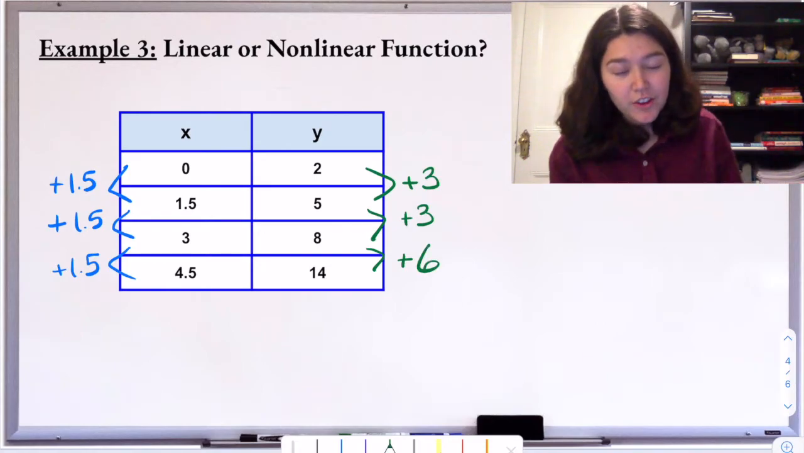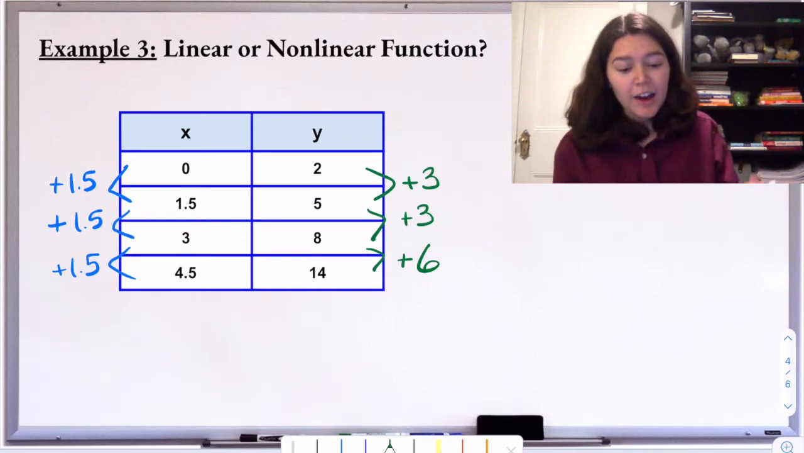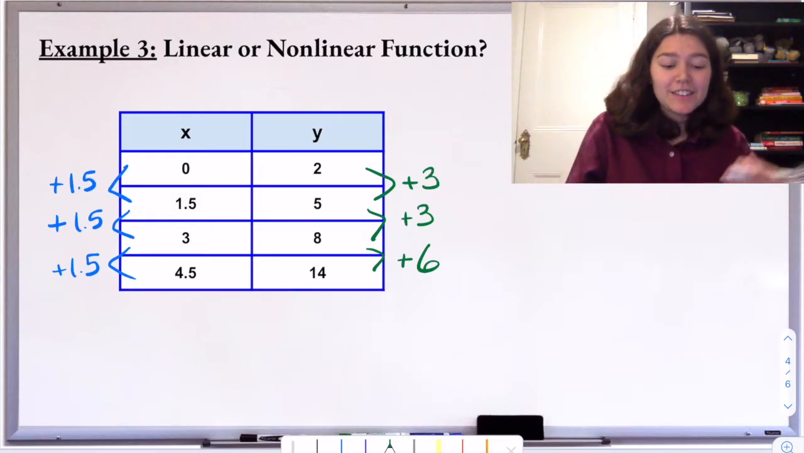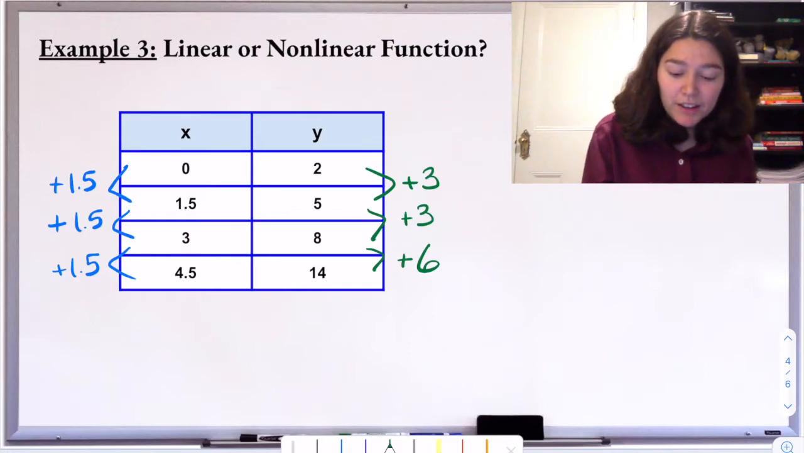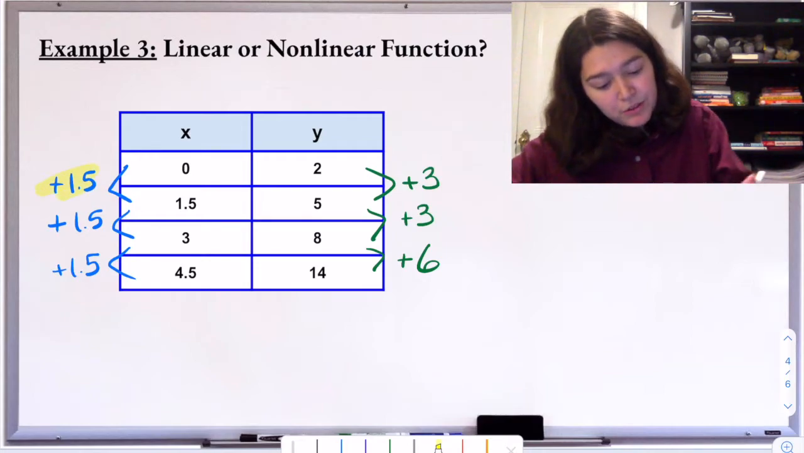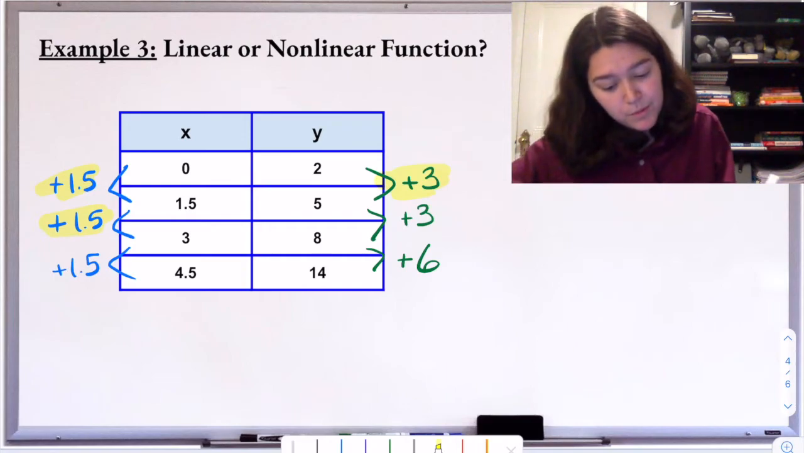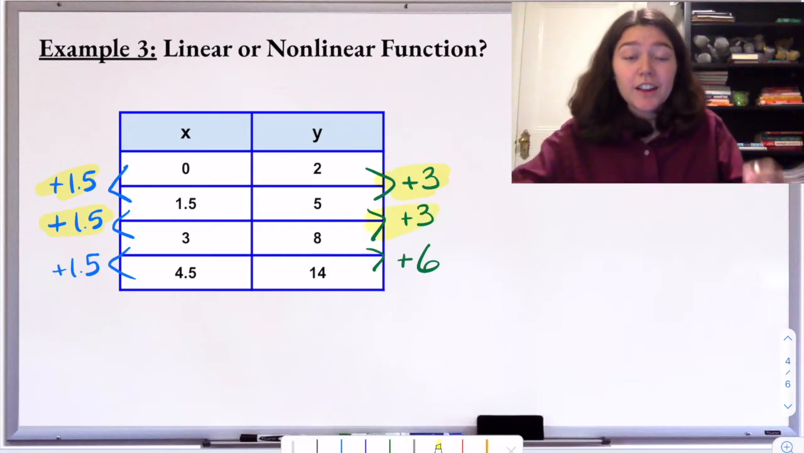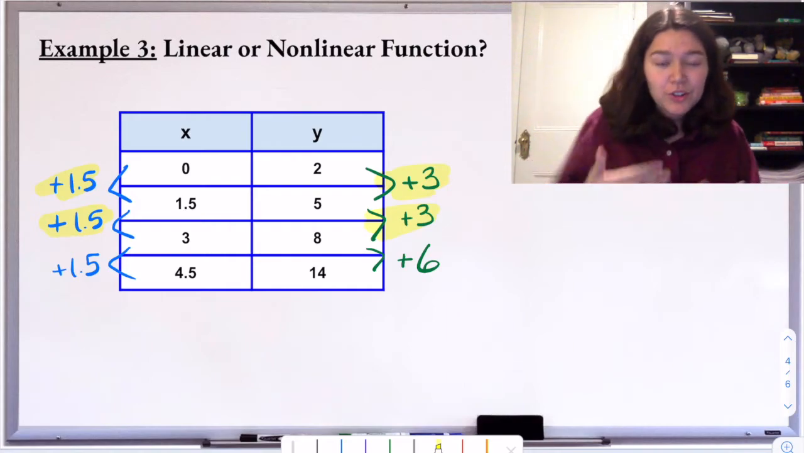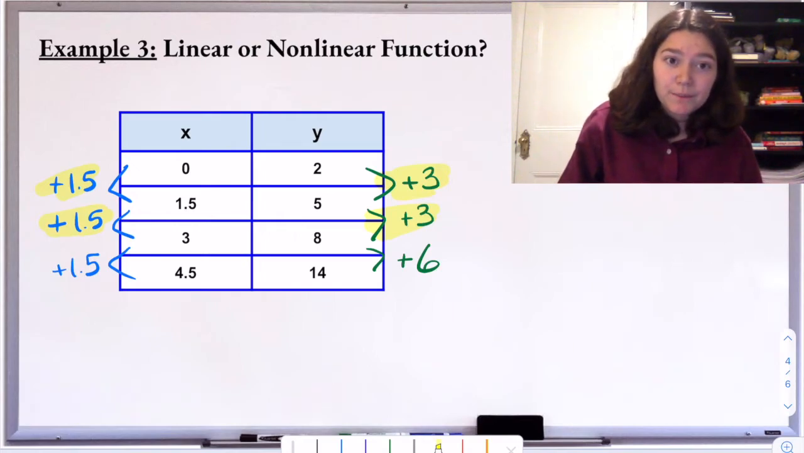Okay, so now we want to think about what is the rate of change. How are we changing? So like when x goes up by 1.5, is there a constant amount that y goes up by? So in this situation, x goes up by 1.5, y goes up by 3. In this situation, x goes up by 1.5, y goes up by 3. So if those were our only data points, we'd say, yes, this is linear, right? Every time I go up by 1.5 in the x, the y goes up by 3.